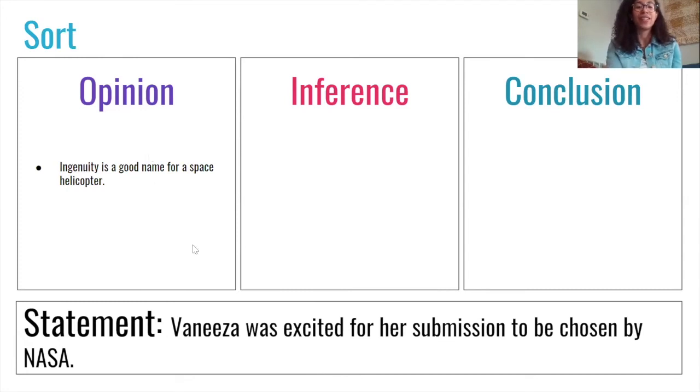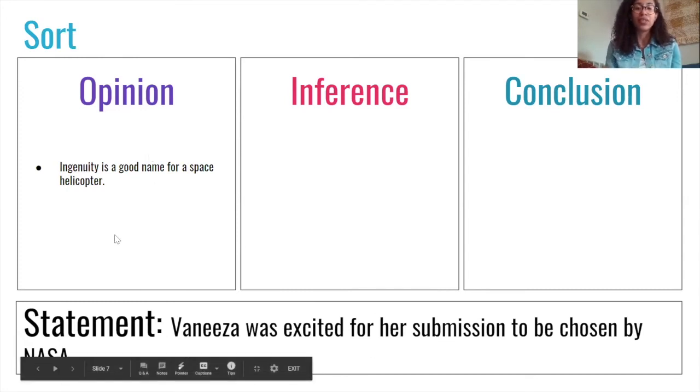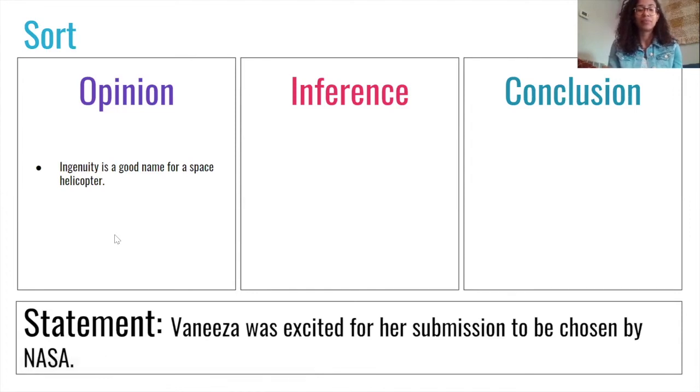Our next statement is already at the bottom. It says, Veneza was excited for her submission to be chosen by NASA. Okay. So it's not really talking about the reader's feelings. It's not talking about my feelings, but it is talking about a person from the text's feelings. And if I'm using what I know and what happened, Veneza was one of 28,000 submissions for this contest. So if I use that text evidence, I think I'd be making an inference to say that Veneza was excited for her submission to be chosen by NASA.